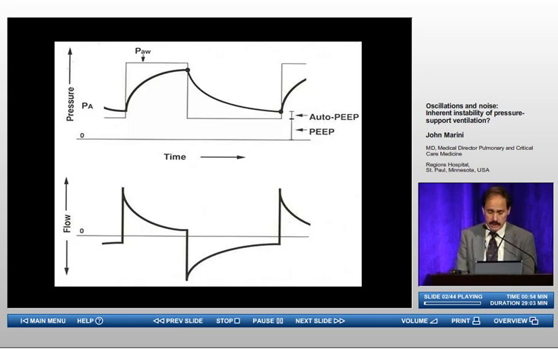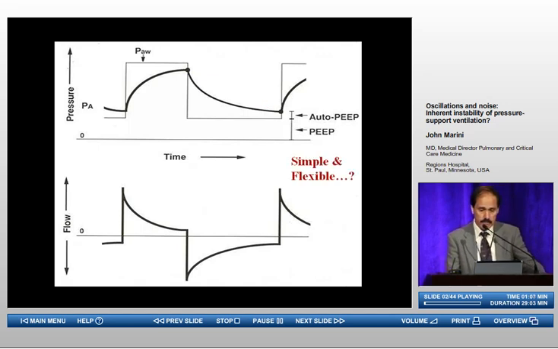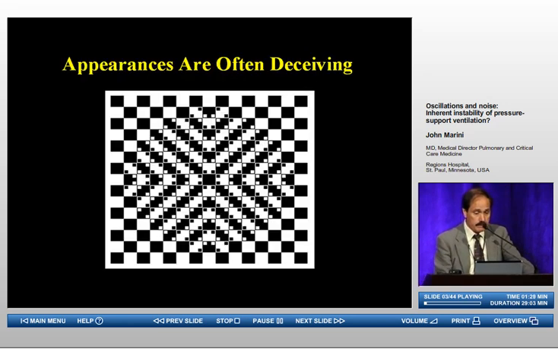In any pressure-targeted therapy, you have an applied airway pressure, and you have alveolar pressure building and decaying during the course of the respiratory cycle. And pressure support is thought to be very simple because all we do is say how much pressure support should we put on. At least initially that's what we were doing before we had the adjustments to attack rate and expiratory flow cutoff. Pressure support is not all that simple, and it's not all that flexible. I think appearances are often deceiving.